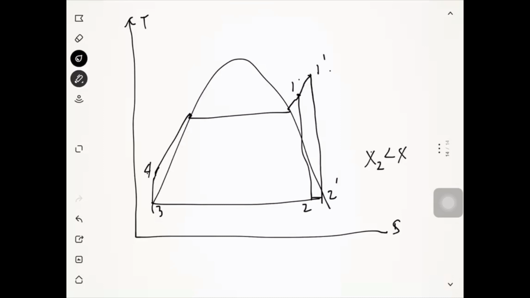As you can see in our TS diagram here, if there is superheating in our steam entering the turbine, as it expands, this would contribute to increasing our quality, since our quality x2 is lesser than the quality x2 prime, or x2 prime is greater than x2. Again, we would illustrate that by an example.